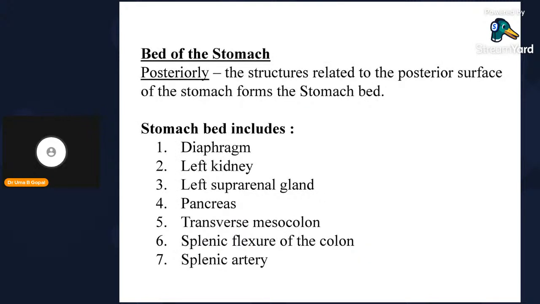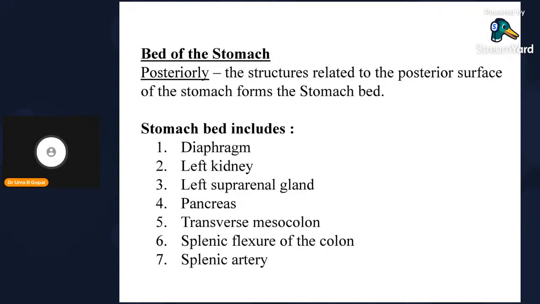Bed of the stomach. This is a 5 marks question. Posteriorly, the structures related to the posterior surface of the stomach form the stomach bed. These structures lie posterior to the stomach, separated by the greater sac of peritoneum. There is an extension of the peritoneal sac posterior to the stomach separating these structures from its posterior surface. What are those structures? You can see the list here. If you write this much, they will give about 4 marks: diaphragm, left kidney, left suprarenal gland, pancreas, transverse mesocolon, splenic flexor of colon and splenic artery.